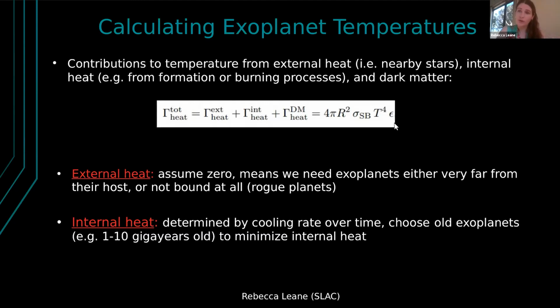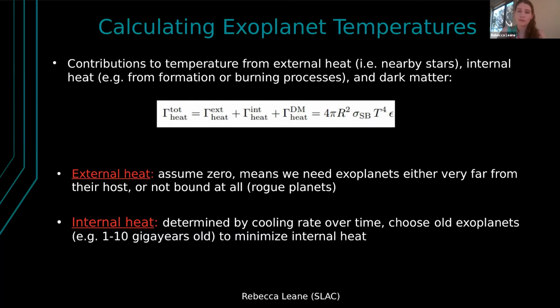For the talk, I'm going to assume a black body throughout everything that I show you. This is the most conservative case, and you can ask me about this later if you're interested. We consider other cases, but for the talk, I'll just show you black bodies. This will be epsilon equals 1. Okay, so for the contribution from external heat, we're going to assume this is 0.